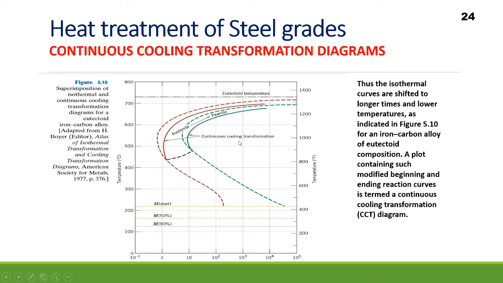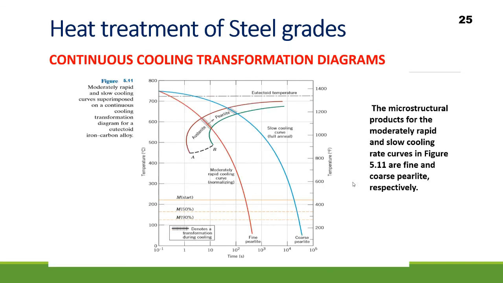And as usual, like the previous one, this is the temperature and this is the time variation. So the isothermal curves are shifted to longer times and lower temperatures, as indicated in this figure, as I just explained. For an iron-carbon alloy of eutectoid composition, a plot containing such modified beginning and ending reaction curves is termed a CCT diagram. So let's see what the other aspects of this continuous cooling transformation curve are.